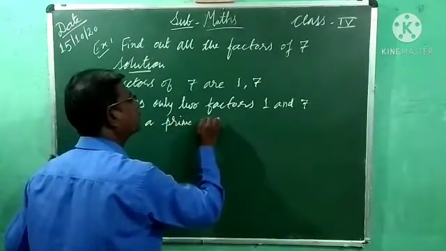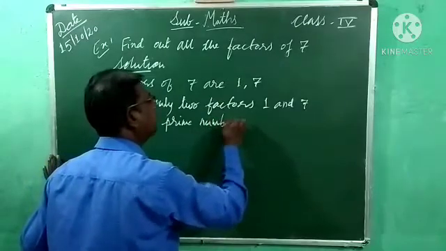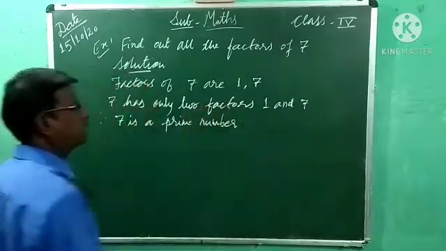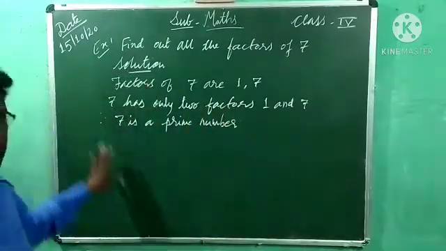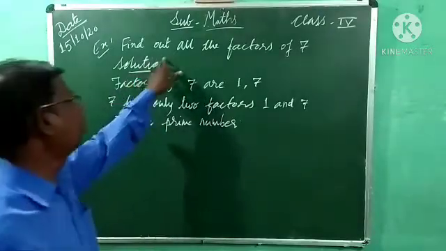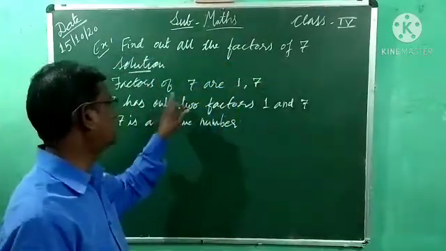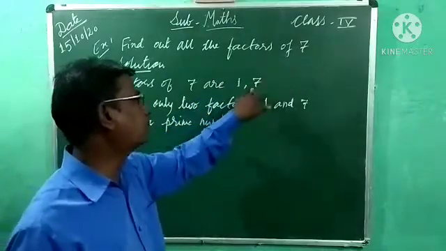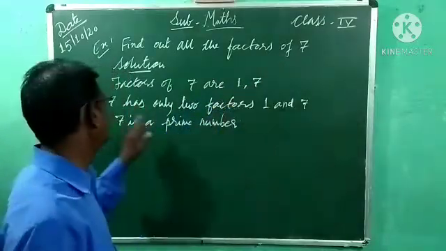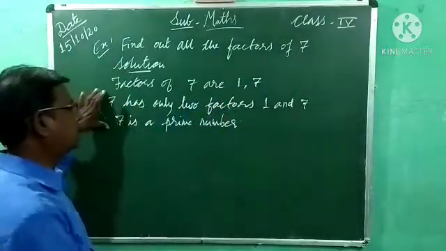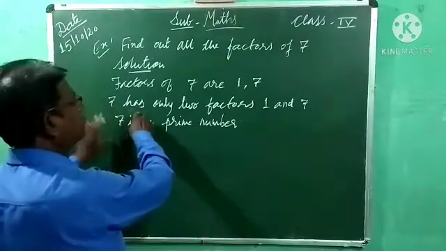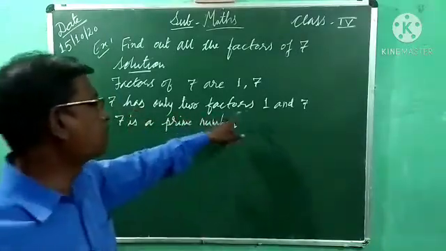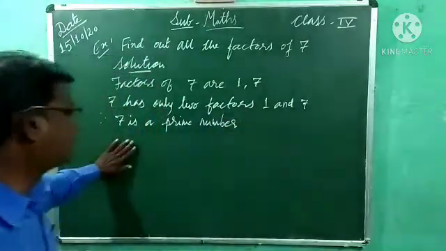Therefore 7 is a what? Prime number. Understood? 2 से ज्यादा अगर फैक्टर मिलते हैं तो फिर उसको कहते हैं कंपोजिट नंबर. कंपोजिट नंबर वो पढ़ना है आगे. First understand this one. Find out all the factors of 7. So all the factors of 7 are 1 and 7. No need to write this sentence, but it is given in the textbook also. So I have written 7 has only 2 factors, 1 and 7. Therefore 7 is a prime number.